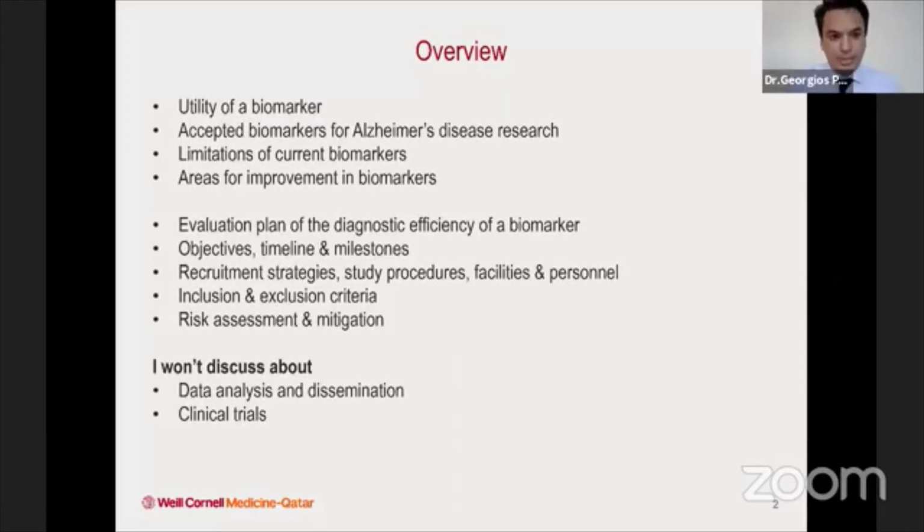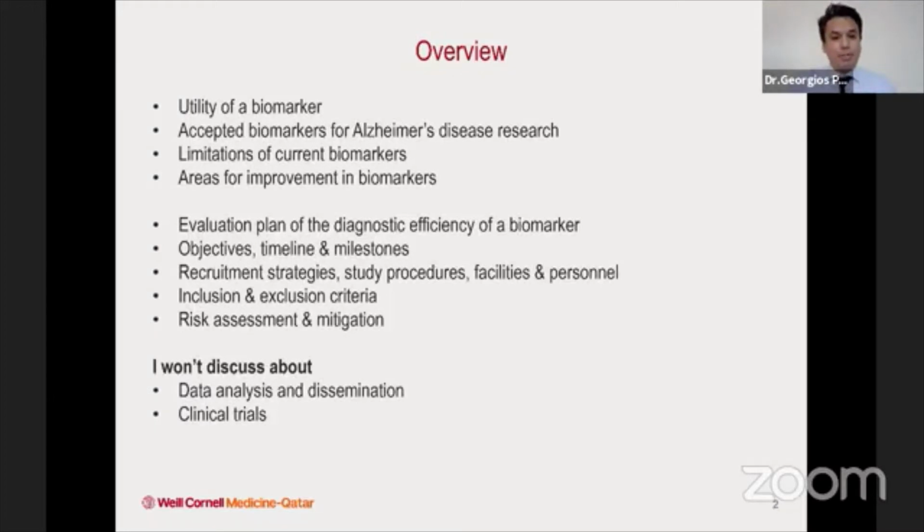A quick overview. I'm going to give a brief introduction about the utility of a biomarker in dementia. What are the current accepted biomarkers for Alzheimer's disease research, the limitations, and areas for improvement in biomarkers. And then I'm going to talk about the evaluation plan to test the diagnostic efficacy of a biomarker. And with that, I'm going to use as an example our ongoing 8 years project that's conducted in Rumeila Hospital, led by Professor Reyes Malik from Weill Cornell as a lead PI, and by Dr. Hannadi as a PI from Hamad General Medical Corporation.